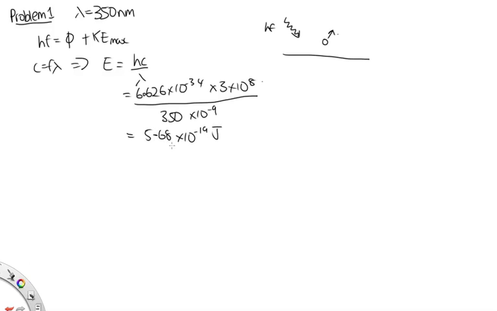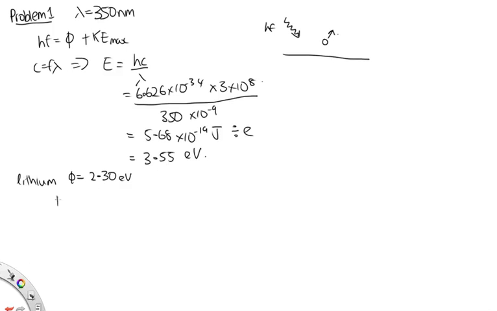Now, to get this into electron volts, because our work functions are in electron volts, we divide this by the charge on an electron, 1.602 times 10 to the minus 19, and when we do that, we get 3.55 electron volts. And now, for lithium, we were told that the work function was equal to 2.30 electron volts. So this number is larger than this, so the photon has enough energy to eject an electron from the surface of lithium.